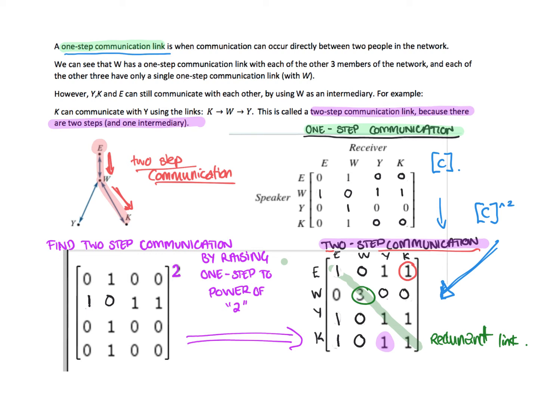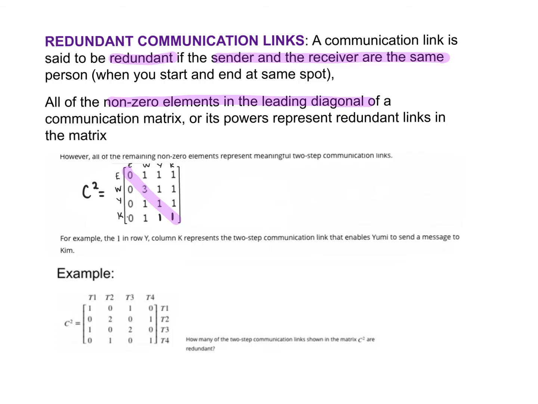So the 3 here, these 3 2-step communications, are this. There's 1, he goes that step, 2. There's one of them. Here's another one, 1, 2. It goes back to himself, yeah? 1, 2. There's the two-step communications between Wong and himself, okay? But we don't need to look at them because they're like that. All right, let's start this one. So we just said the redundant link. A communication link is said to be redundant if the sender and the receiver are the same.